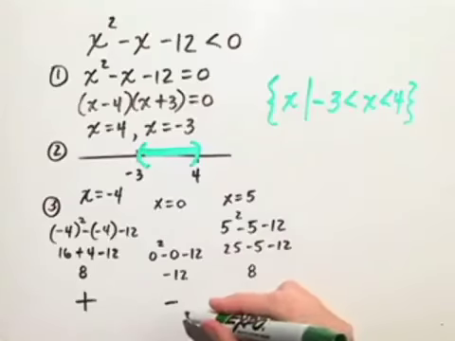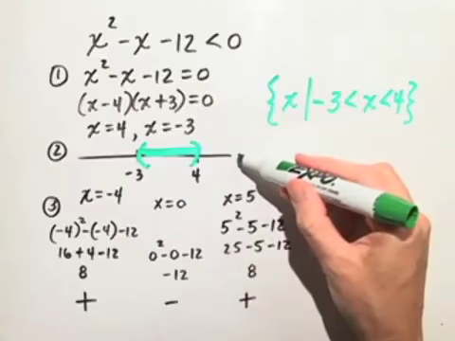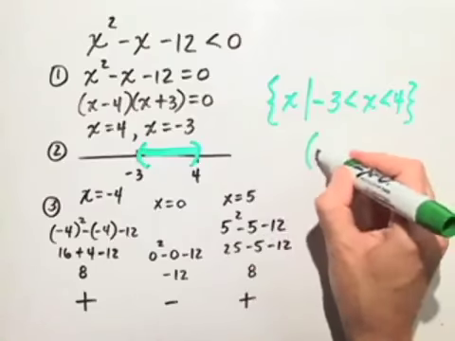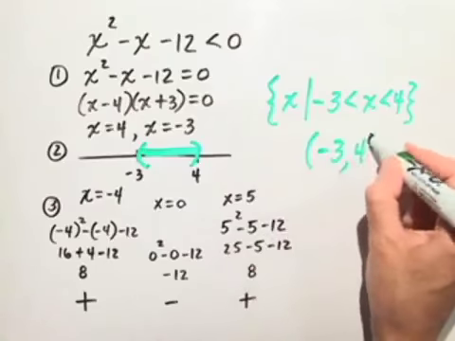And finally, the interval notation we can always take directly from the graph. It's just the interval from negative 3 to 4.